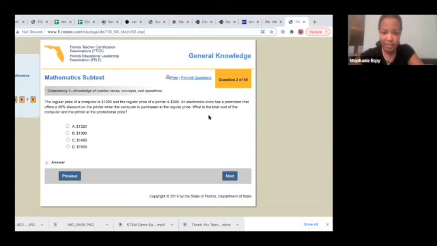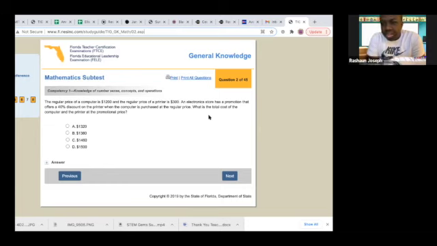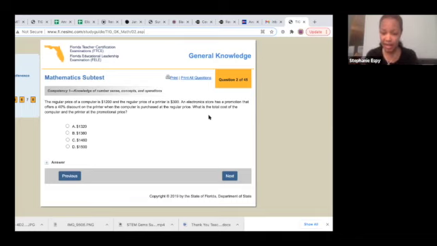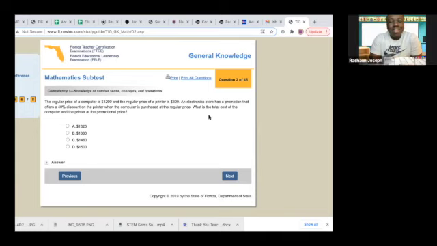So here's a question. I want you to read that second sentence where it says an electronics store has a promotion. Read it so we can hear you. An electronics store has a promotion that offers a 40% discount on the printer. Okay, so when it says a 40% discount, what does that mean? Oh, I see where I went wrong. I was supposed to subtract the 120 from the 300, right?